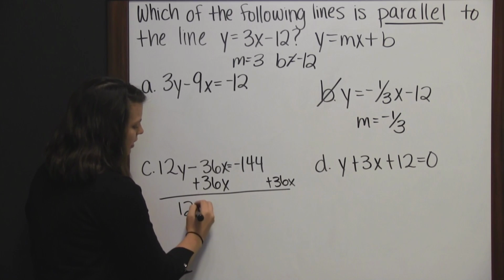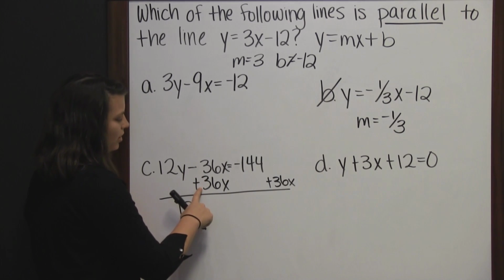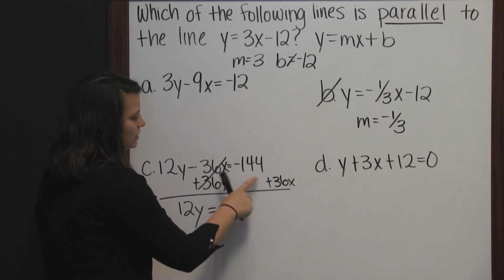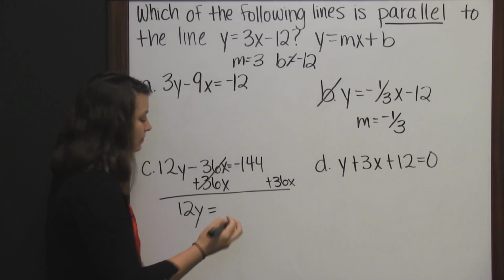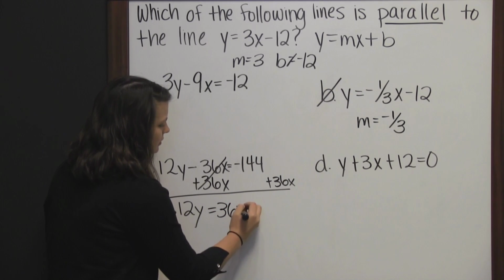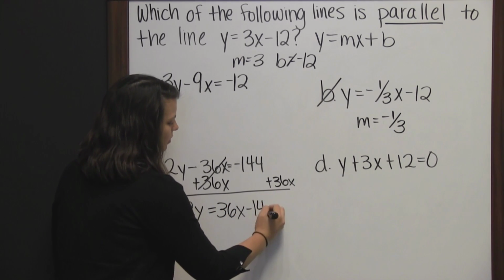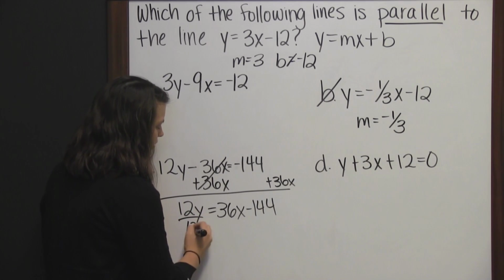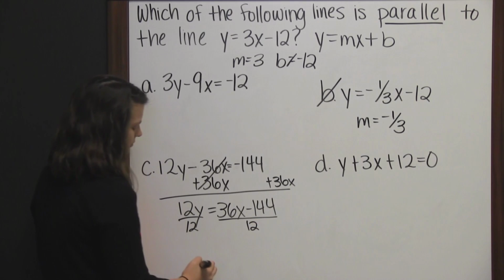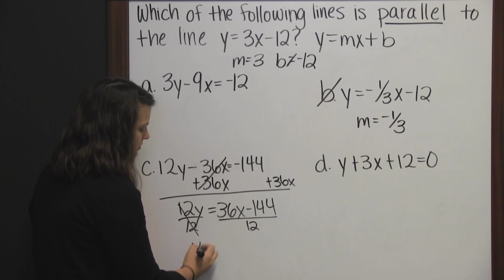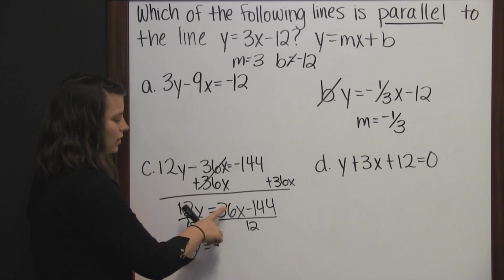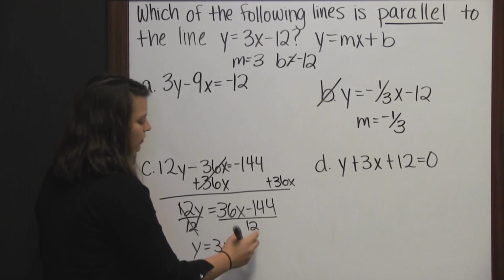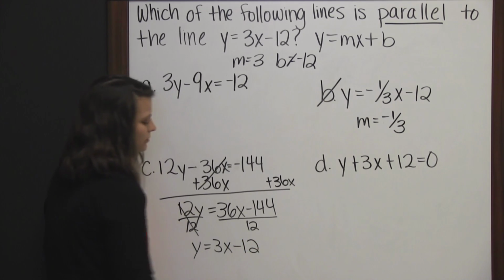So we bring down our 12y. Our negative 36x and our positive 36x cancel. We bring down our equals. These are not like terms, so we can't combine them. We just write them down. So positive 36x minus 144. Finally, we need to divide by 12 to solve for y. 12 divided by 12 is 1, times y is y, equals 36x divided by 12 is 3x, and negative 144 divided by 12 is negative 12.